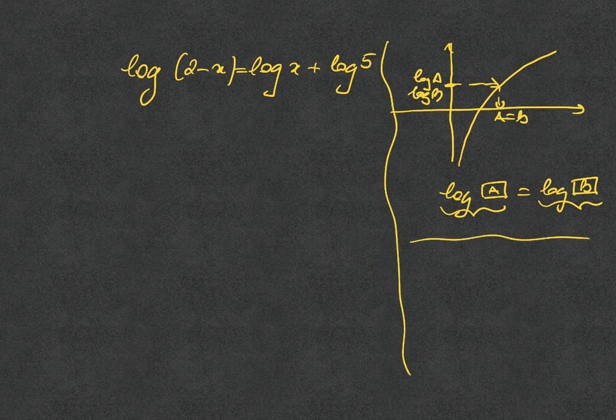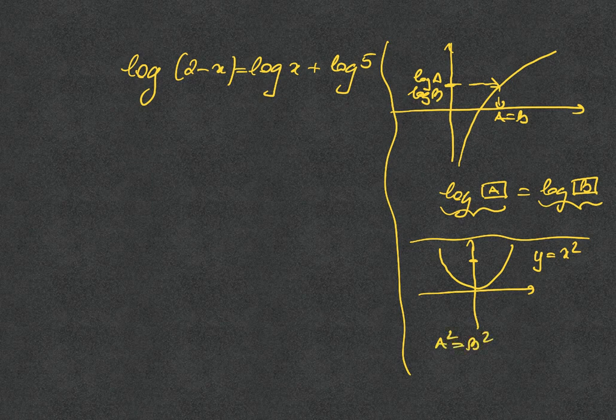This doesn't work. I just do a short recap from last year. It doesn't work, for example, for y equals x squared. If a squared equals b squared, not necessarily a equals b. a can be here and b can be here, or they can be on both sides. But in the case of logarithm, it works. So I need to go back and write a single logarithm using the rules of logarithms.